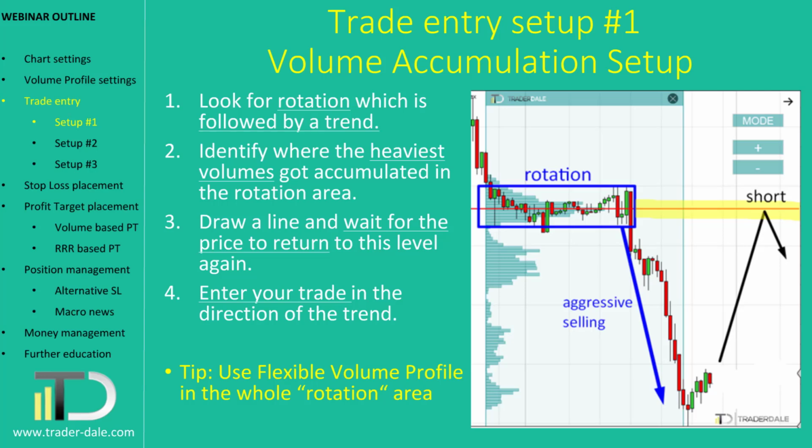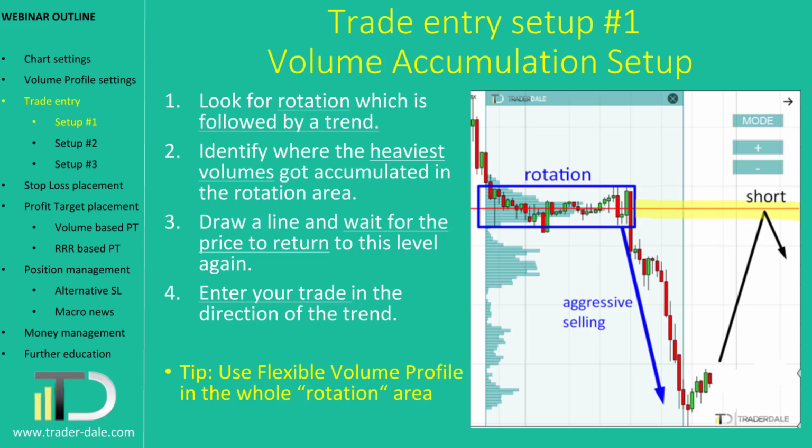So in this example, you can see rotation followed by aggressive selling activity. So we can expect that those volumes inside the rotation were volumes of strong sellers. So when the price makes it back to the rotation, when it hits this heavy volume area again, it's likely that those sellers will be defending their selling positions and they'll try and push the price downwards. So this is the logic behind the volume accumulation setup.